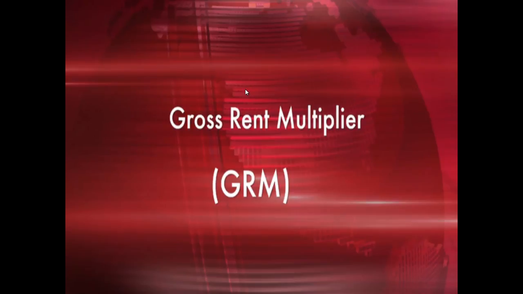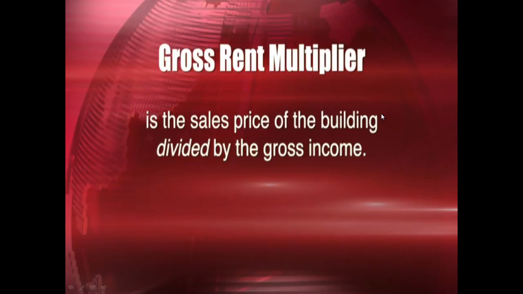As I said yesterday, although I strongly recommend you do not ever use this as a valuation method to compare commercial properties, I need to explain it to you because there are many realtors, many investors, and many managers that use the term, so you need to understand it. Now the gross rent multiplier, or GRM, is simply the sales price of a building divided by the gross income.